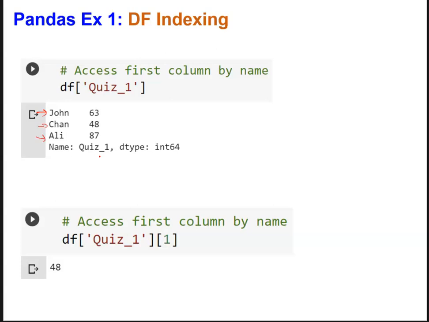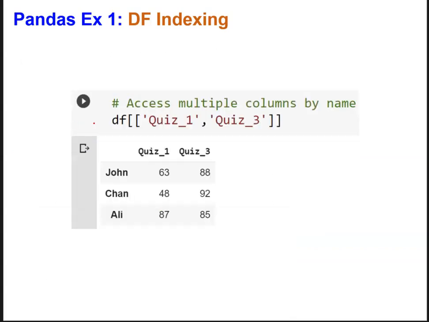And you can also extract anything out of this. Let's point this out: these are integers, so Python specified that the data type of this column is integer. Now this is index 0, this is 1, this is 2. So if you choose to extract the score for, let's say, Chan, you can use the index 1 and, again with square brackets, you get 48, which is the score of the student Chan.